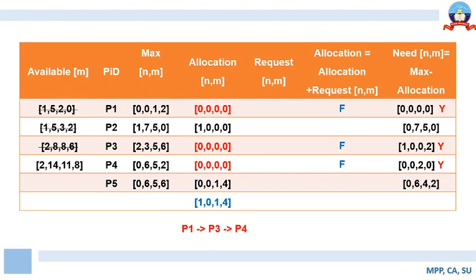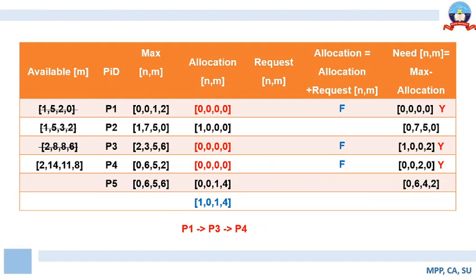So now available will be updated to 2, 14, 11 and 8, which is the sum of 2886 and 0632. So 0632 was the number of resource instances that were allocated to process P4. So 2 plus 0 is 2, 8 plus 6 is 14, 8 plus 3 is 11, and 6 plus 2 is 8. So this is the way the available resource set is updated.